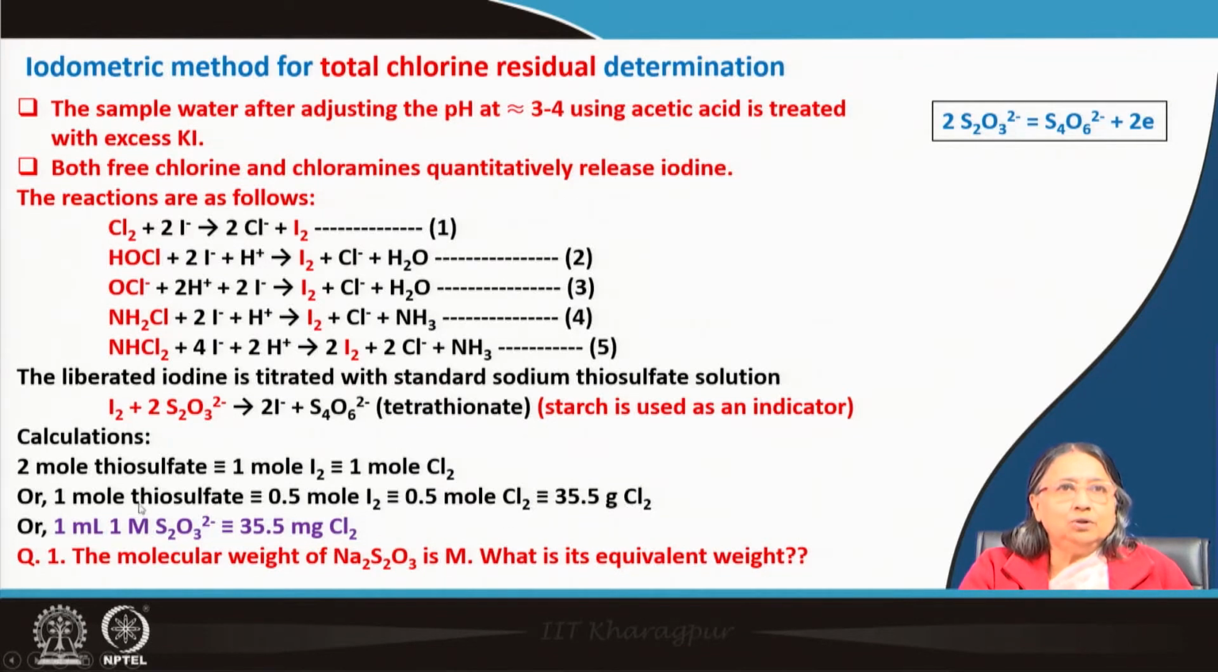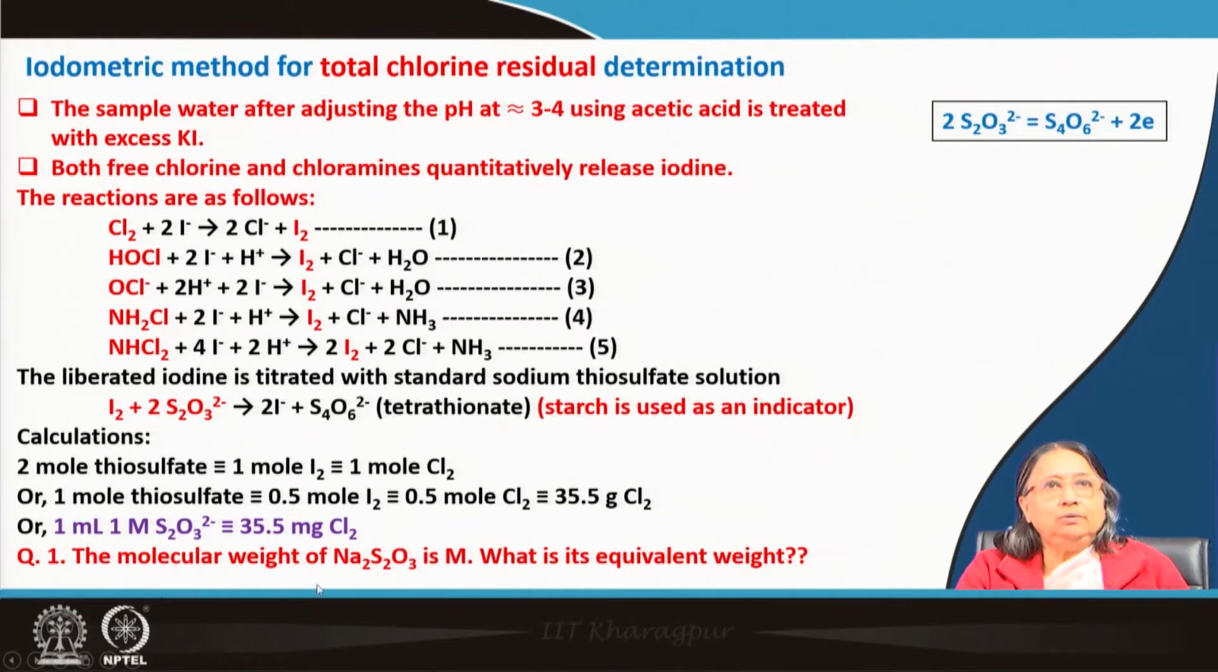So, 1 milliliter of 1 molar thiosulfate is equivalent to 35.5 milligram, because 1 mole of thiosulfate means 1000 milliliter of 1 molar thiosulfate, but we are taking 1 milliliter. So, here it is becoming milligram, gram to milligram. Now, the question is coming. So, this is the basis of the calculation. From here you can start.